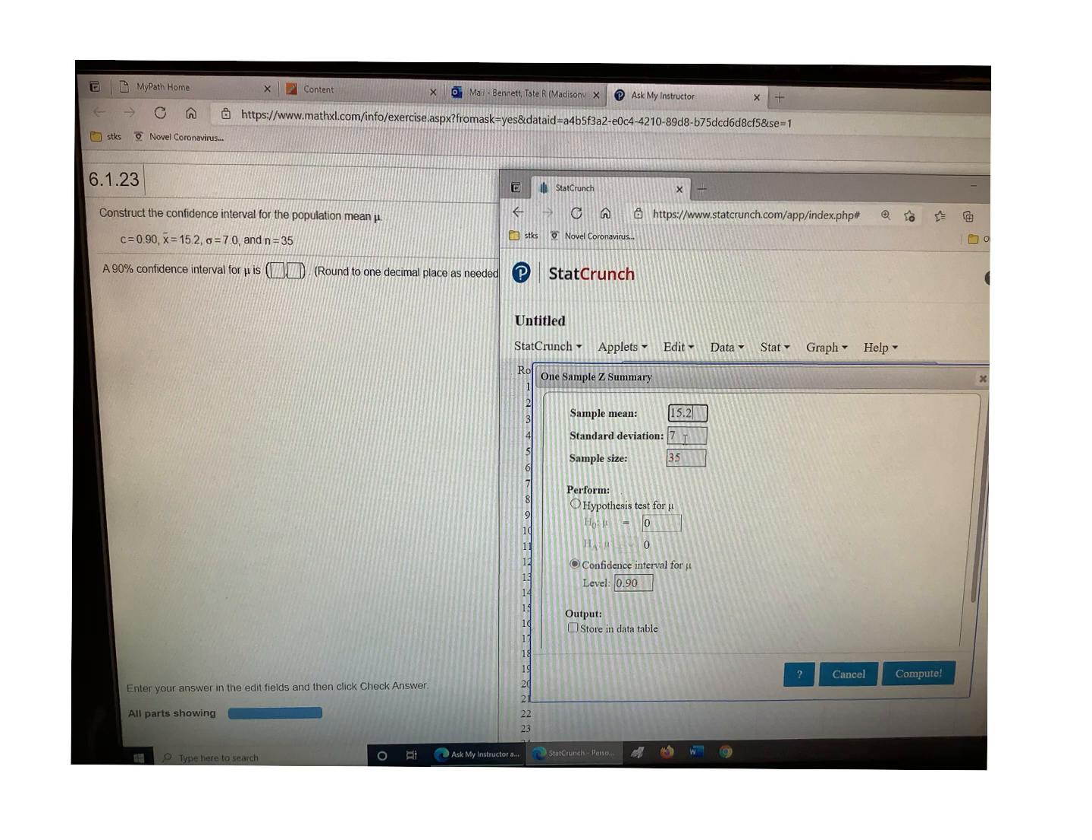You click Compute, and it's going to give you the lower and upper bounds when you click on that. You want to round to one decimal. Also, I'm explaining how to use StatCrunch.